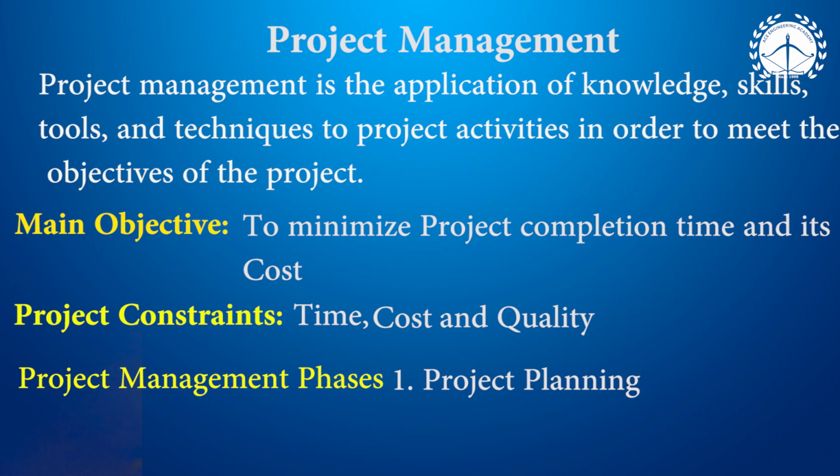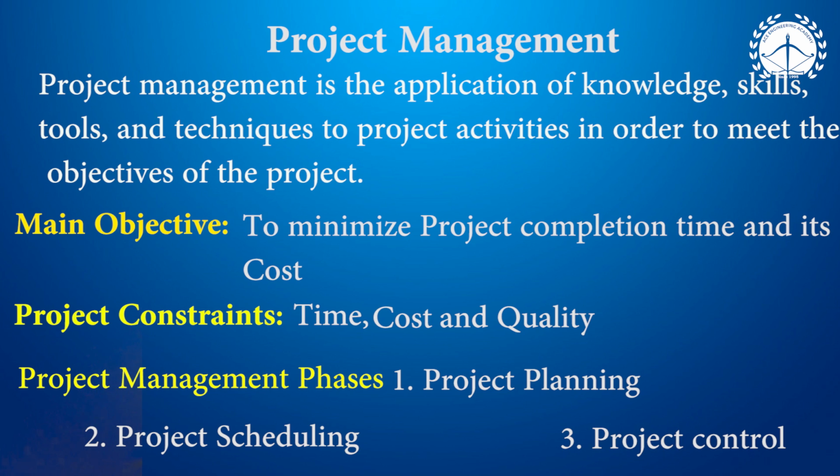So planning should be efficient so that the remaining phases become very simple. The second phase is going to be scheduling, where allocation of resources will take place. The third one, control. When we implement the project, for any kind of deviations, there is a need for some corrective actions that will take place under the control.